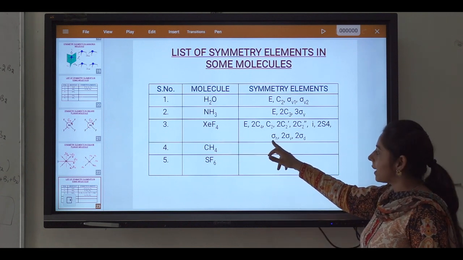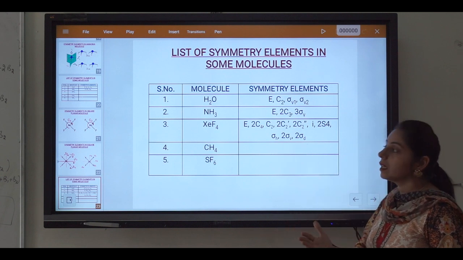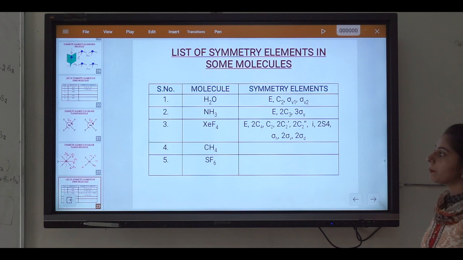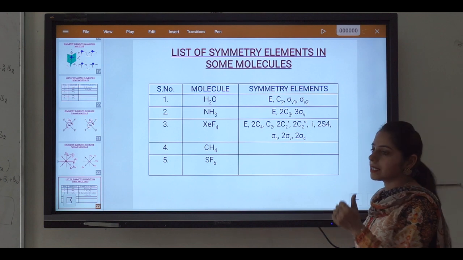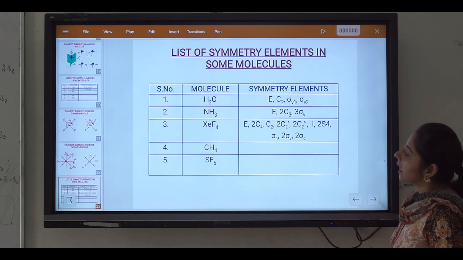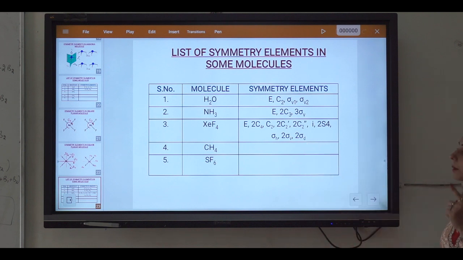Next is sigma H, again a plane parallel to the plane of the molecule. 2 sigma V are perpendicular to the plane of the molecule, and this plane passes through 1 xenon and 2 fluorine atoms. 2 sigma D, again a plane perpendicular to the plane of the molecule.